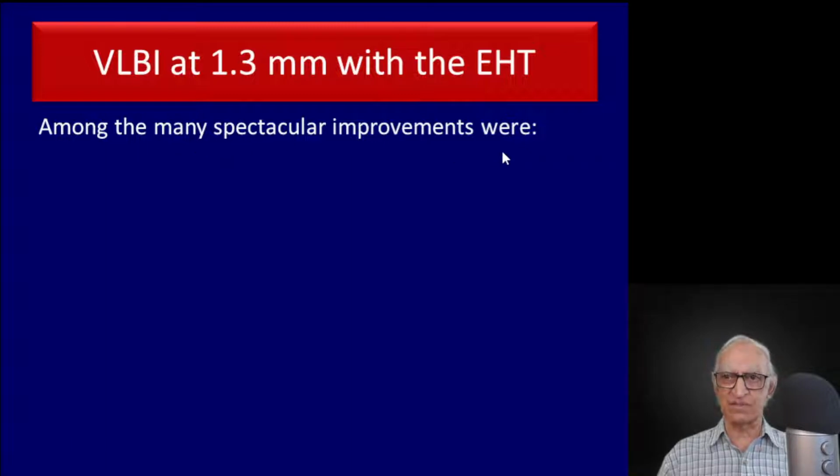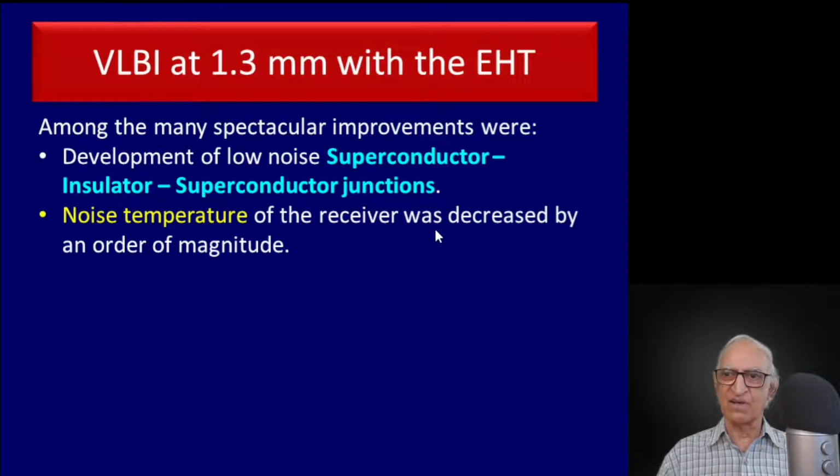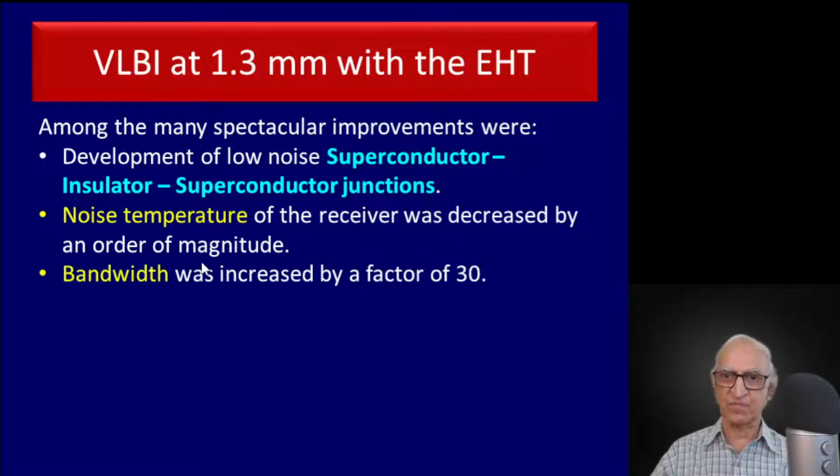Among the many spectacular improvements the Event Horizon Telescope made compared to the usual very long baseline interferometry at 1.3 millimeter were the following. They had developed low noise detectors, and these detectors use superconductor-insulator-superconductor junctions. You might have heard of what is known as the Josephson effect and Josephson junctions, made by sandwiching a normal insulator between two superconductors. And these are quantum detectors with very high signal-to-noise characteristics. The noise temperature of the receiver was decreased by going to quantum detectors by an order of magnitude at least. And the bandwidth of observation was increased by a factor of 30.